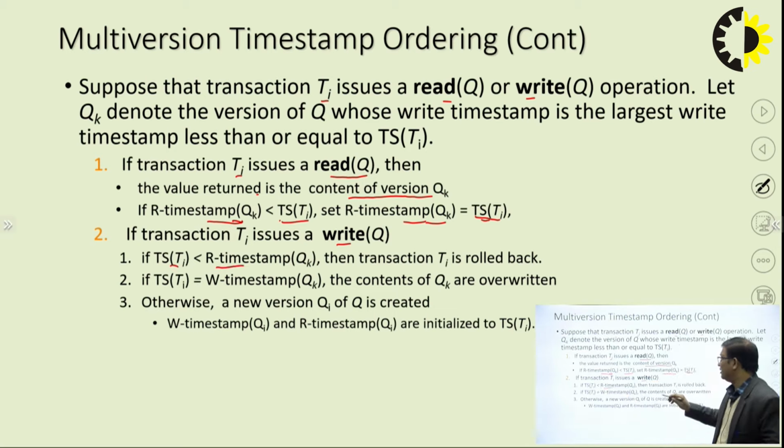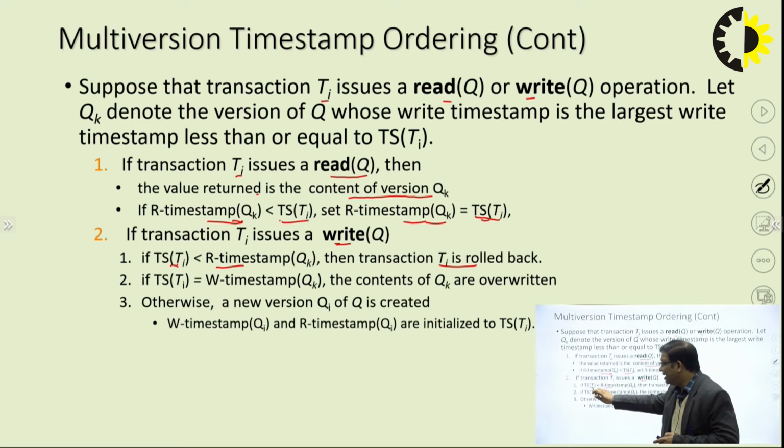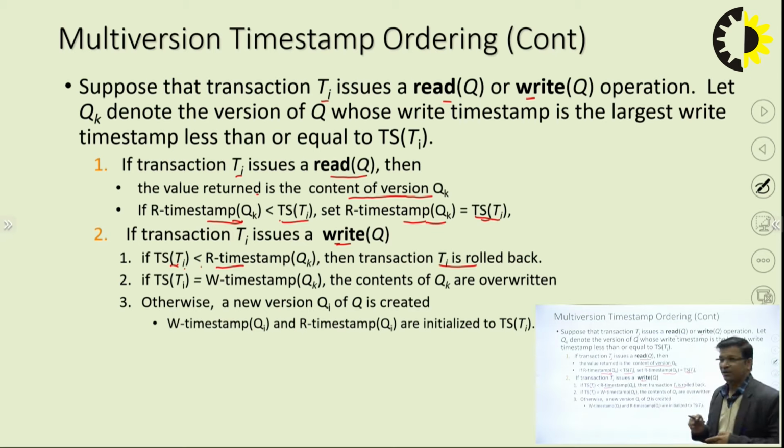Just because we have to change the value of Q, if the time stamping of Ti is lesser than the read time stamping, it means the read time stamping is later, the value of Q has been read later. So it should be rolled back, because if the read is later, then we have somehow changed the value of Q.